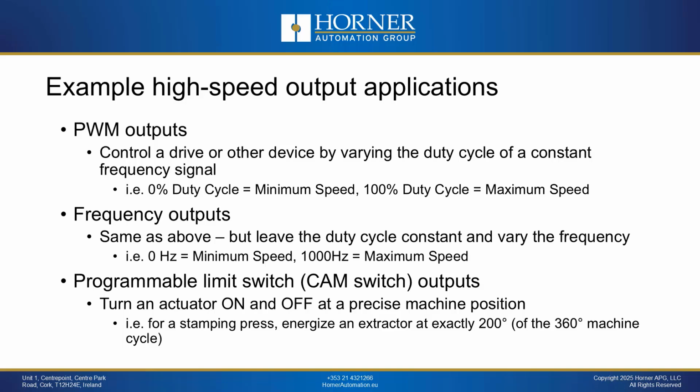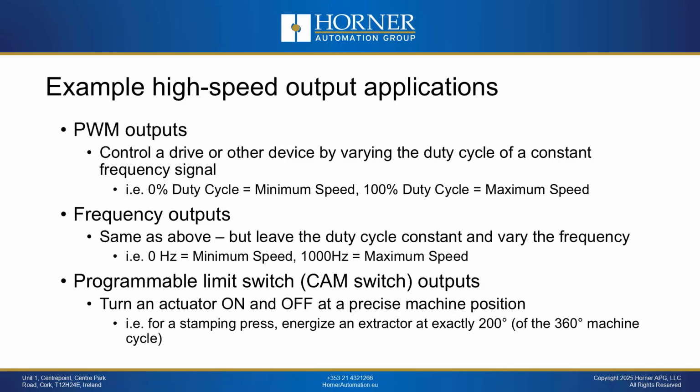What are some examples of programmable limit switch applications? Well, it could be that you want to turn an actuator on at a very precise machine position that is independent of the logic scan. In other words, regardless of where the PLC or the Horner OCS is, effectively you want to turn an output on at a very precise location. For example, you have a stamping press which has a 0 to 360 degrees machine cycle, and let's say you want to energize an extractor at exactly 200 degrees of that cycle.